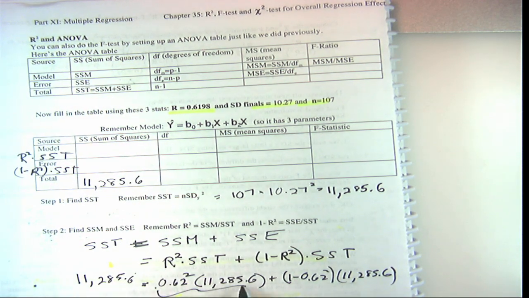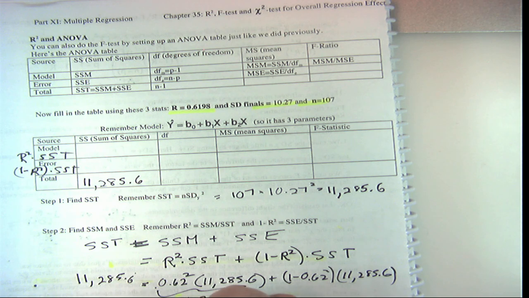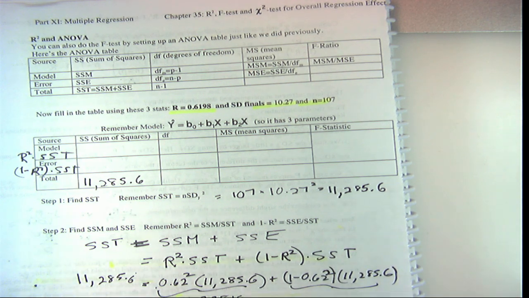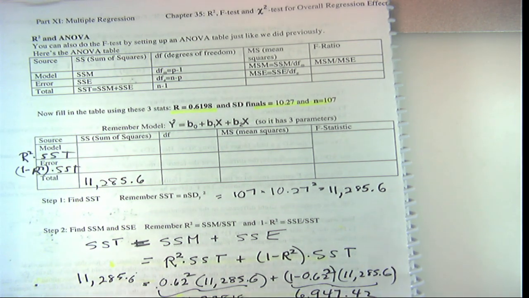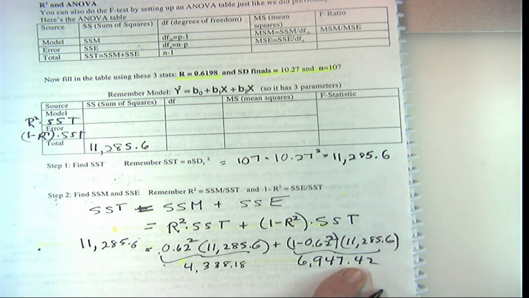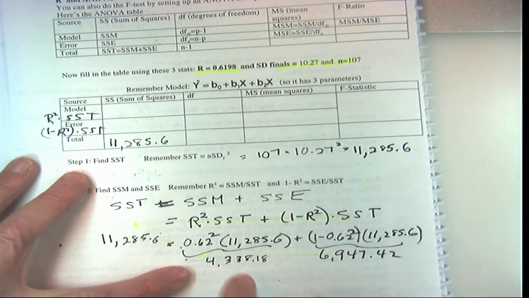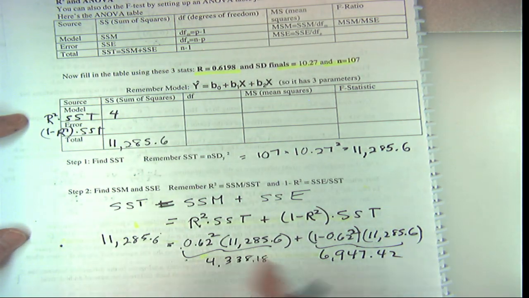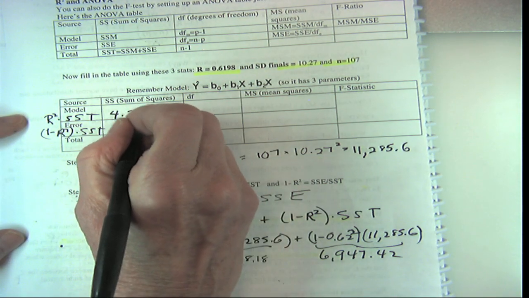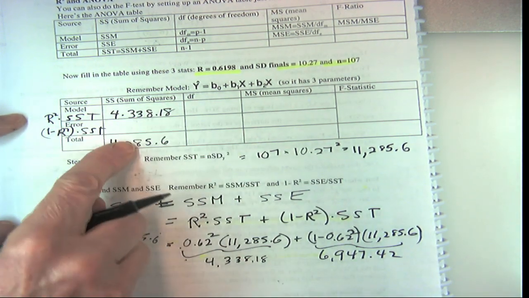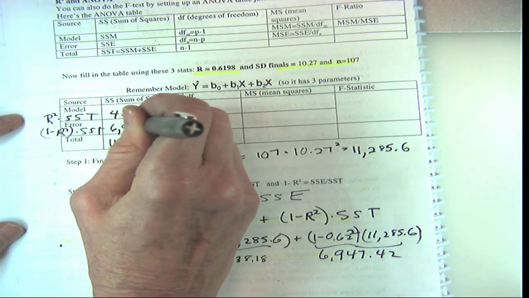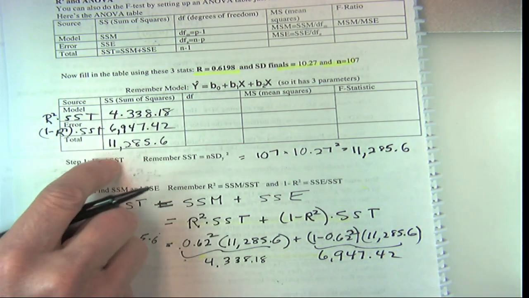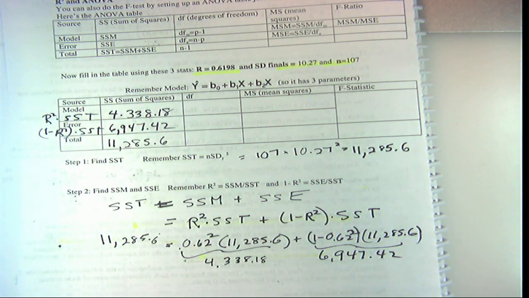So when we did this, what did I get? I got this is 4,338.18, and this is 6,947.42. And that's what goes in here. It's a lot of arithmetic. Once you get this one, look, once you get this one, just do that arithmetic, you can just subtract it from here, and it would give you that one. Because they have to add up. Okay, so once you get that one, you could subtract it from there. Saves you a little time.